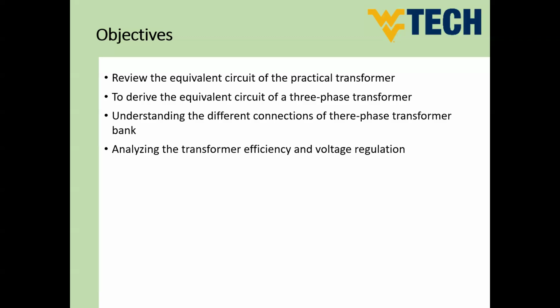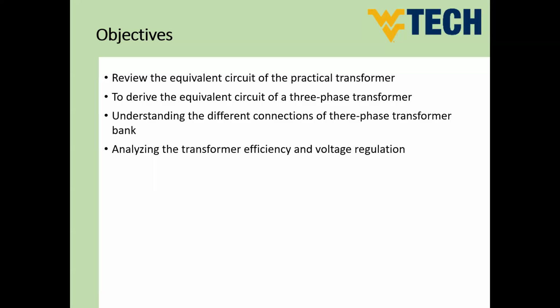Then another objective is understanding the different connections of three-phase transformer bank. So we have what's called three single-phase transformer. We have what's called three-phase transformer. So what's the meaning of transformer bank and what are the different connections? So we will discuss all of these connections together and when we need to have the different connections in the applications, and finally analyzing the transformer efficiency and voltage regulation.